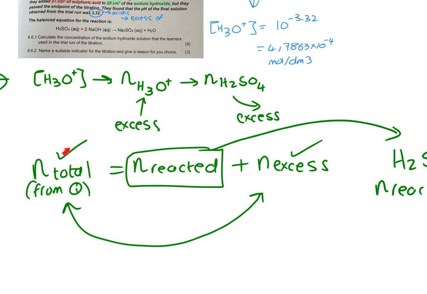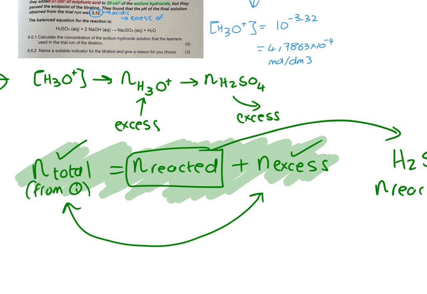This moles total, remember this is the equation, that's your master equation. And when you have an excess reaction, you are always trying to fill in 2 out of these 3 numbers. So sometimes they will give you this and that, and you must calculate that. This is like the original. Sometimes they will ask you what's in excess. So in any excess question, your aim is to fill in 2 out of these 3 numbers.